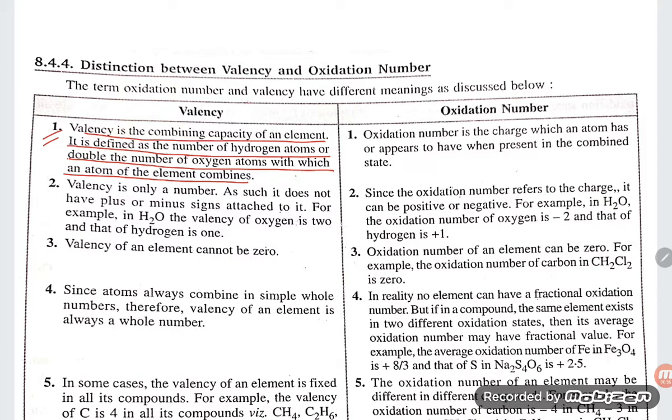What is the oxidation number? It is the charge which an atom has, or appears to have, when present in the combined state. This is the definition.